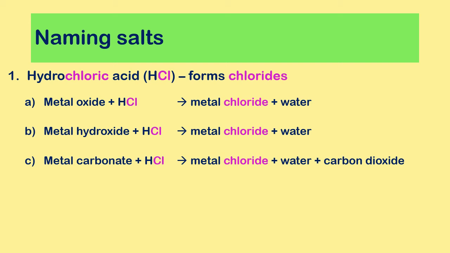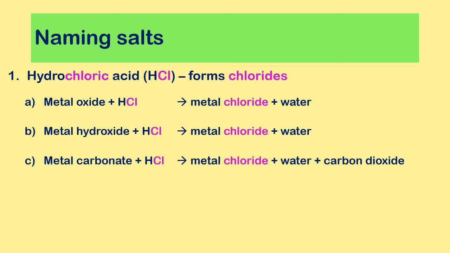So in a bit more detail, we're going for hydrochloric acid. Hydrochloric acid, which has the formula HCl, forms chloride. So a metal oxide plus hydrochloric acid will produce a metal chloride plus water. A metal hydroxide plus hydrochloric acid produces a metal chloride plus water. And finally, a metal carbonate plus hydrochloric acid produces a metal chloride plus water plus carbon dioxide. So the metal could be any metal.